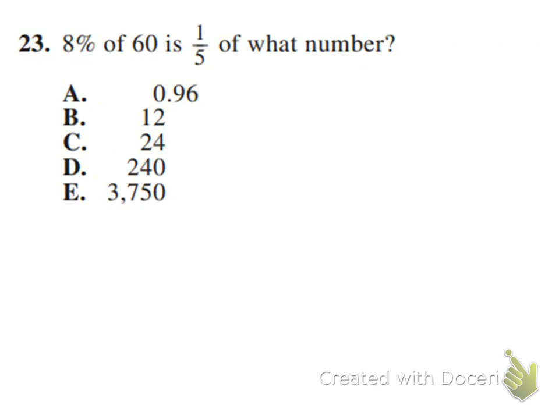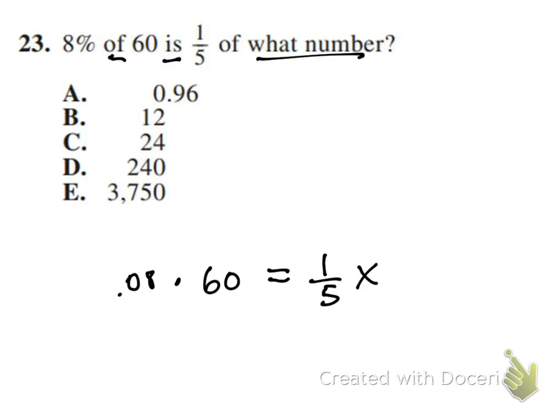Next question. All right. I like this question because we're just going to use straight up, read the equation, write the equation. Of means what? Multiply. Is means equals. What number is my variable, right? So 8%, 0.08 times 60 is 1/5 of X, right? 8% of 60, the 4.8.